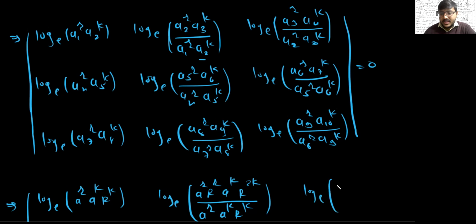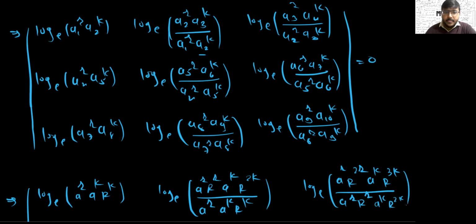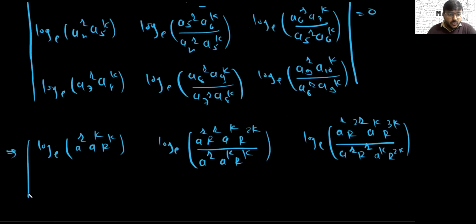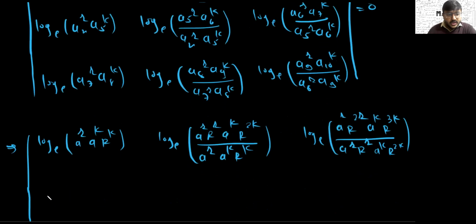The first element will be A3, that is a^r R^(2r), a^k R^(3k), all divided by a^r R^r and a^k R^(2k). Same way, log of the 4th: a^r R^(3r) and a^k R^(4k).